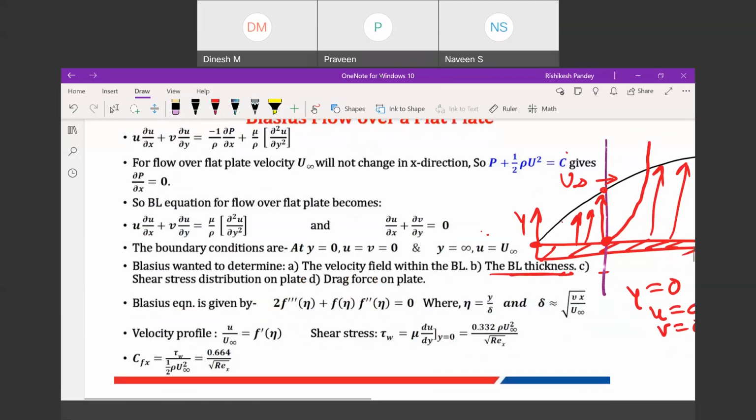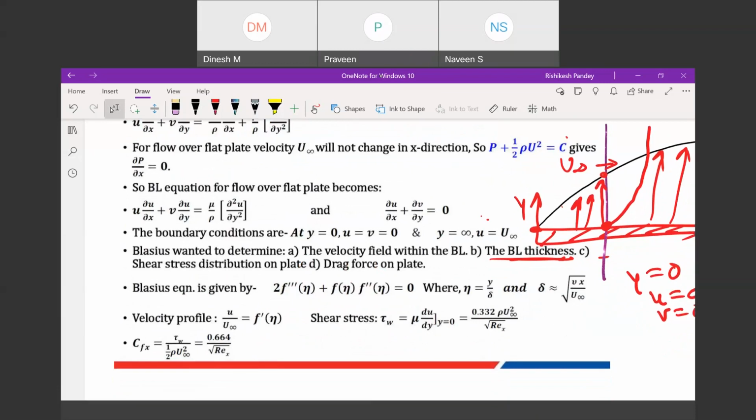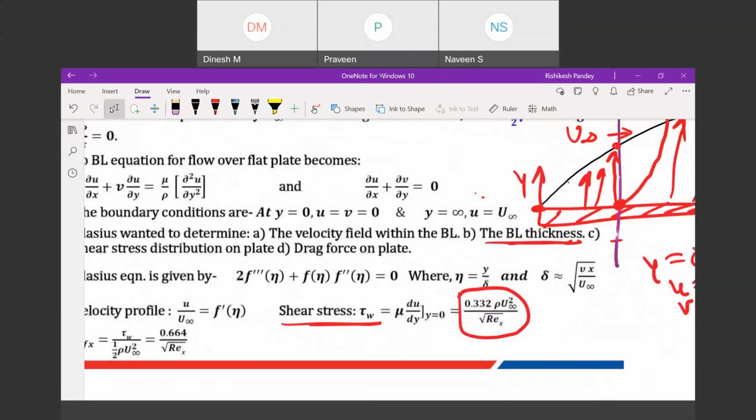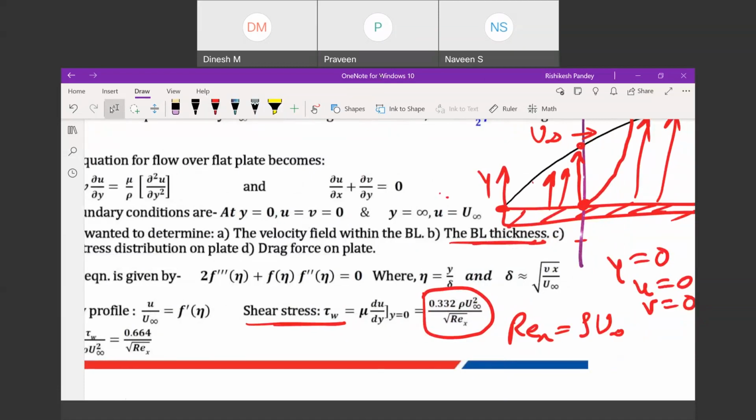Then after solving the equation, he got the shear stress formula as this, which is 0.332 multiplied by rho u infinity square divided by root over Rex. Now it is Rex, which is rho u infinity, then instead of length L, you will have to put x, divided by mu. See, x represents any location.